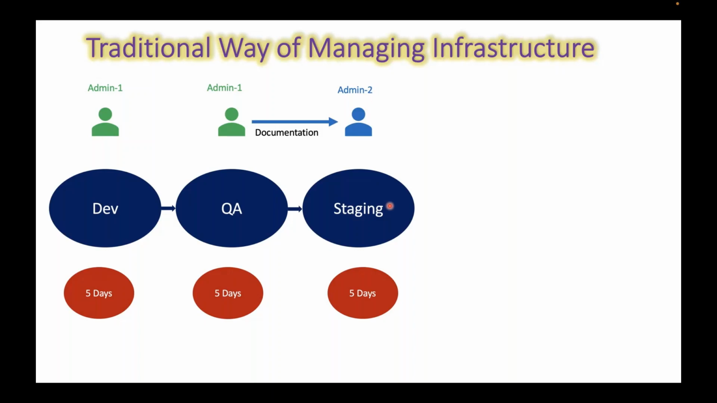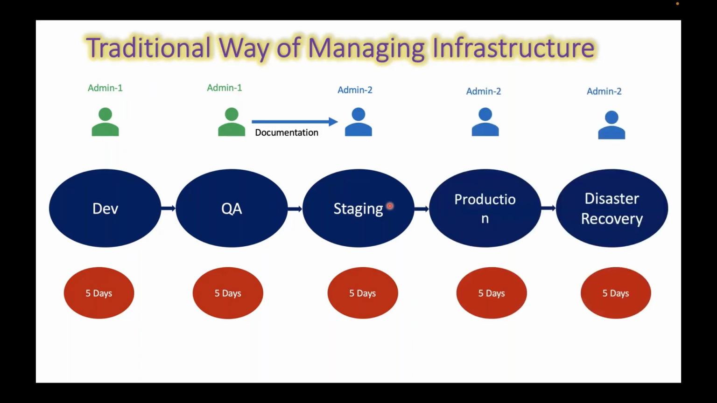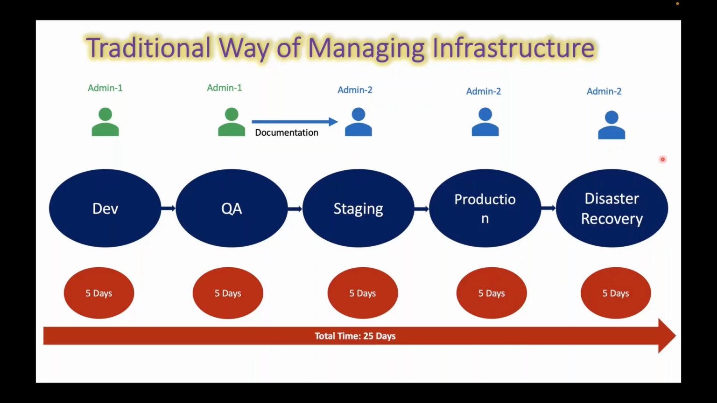So let's assume we have two more environments, like production and disaster recovery. For this also he has to follow the same steps manually, and another 5 days he has to take to complete the task, right? So this is how we keep on creating resources for some particular project or particular application, whatever it is, right? So overall, the whole thing takes 25 days to complete the activity, right? So this is the problem in managing infrastructure in the manual or traditional way.